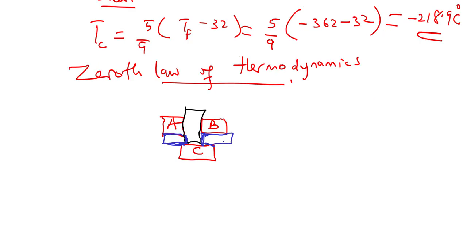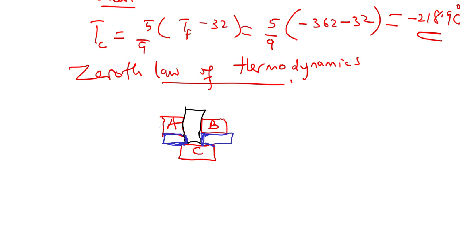All right, Zeroth law of thermodynamics. So let's say we have three objects, A, B, and C. Now the black rectangle here denotes an insulator. So an insulator means it will not allow the flow of heat. So A and B are insulated from one another. But there is a conductor between A and C, and a conductor between B and C.